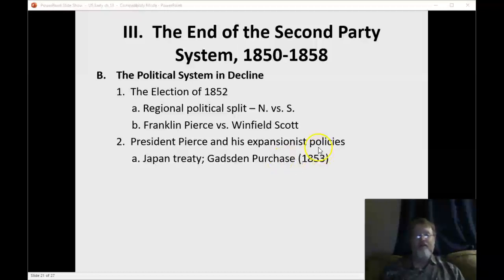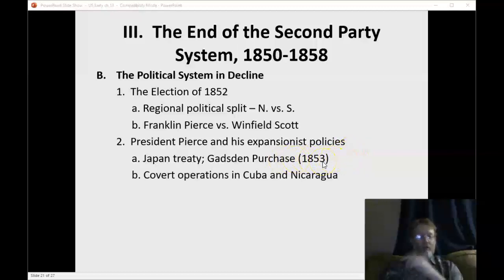Further, we have another purchase here of another chunk of Mexico, the Gadsden Purchase. We purchased that specifically for a railroad across the southern border. That chunk, you saw that on the map earlier. You'll probably see it on the map here again in a minute. So we purchased that from Mexico, which becomes part of modern day New Mexico and Arizona.